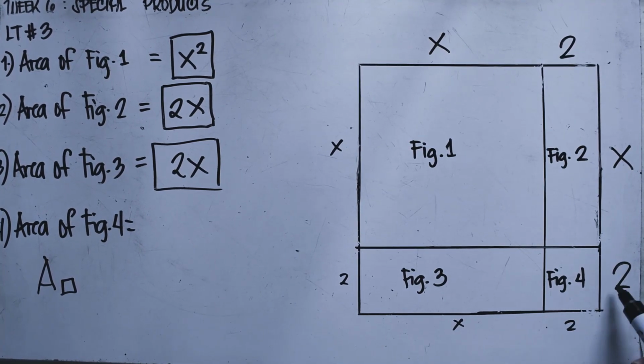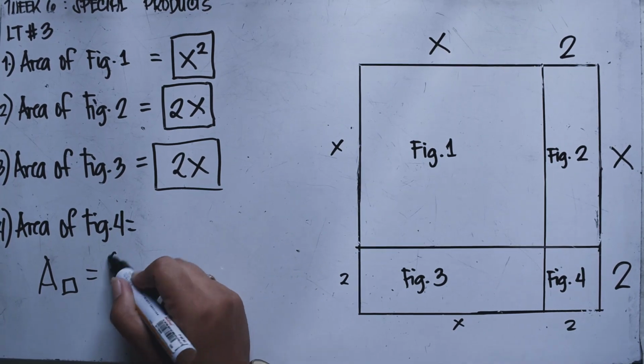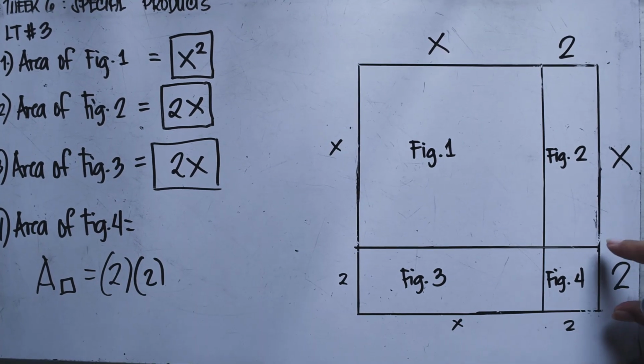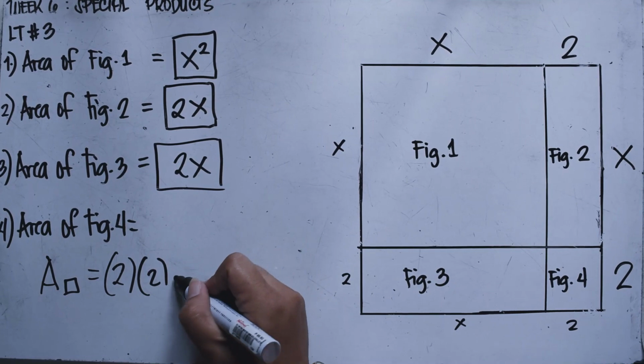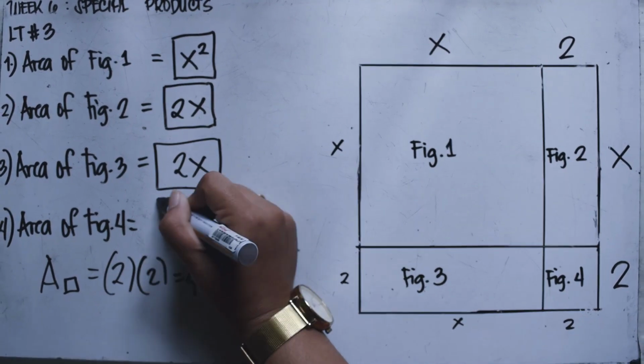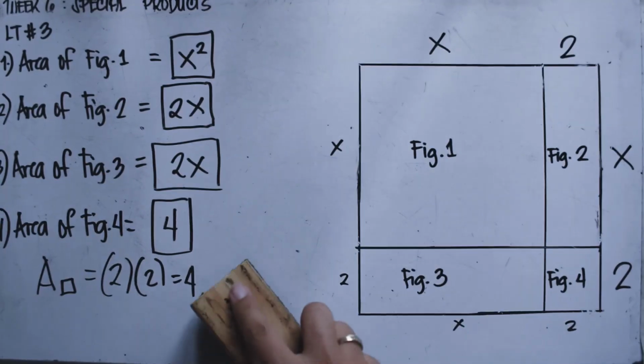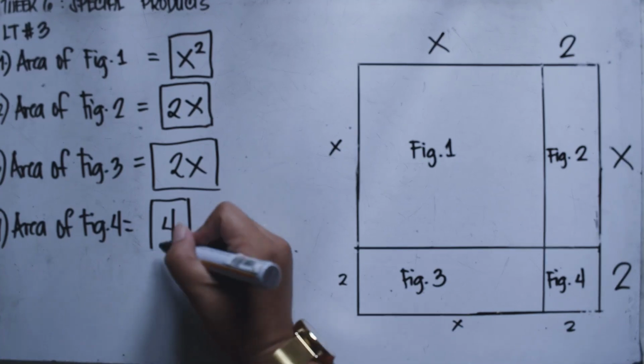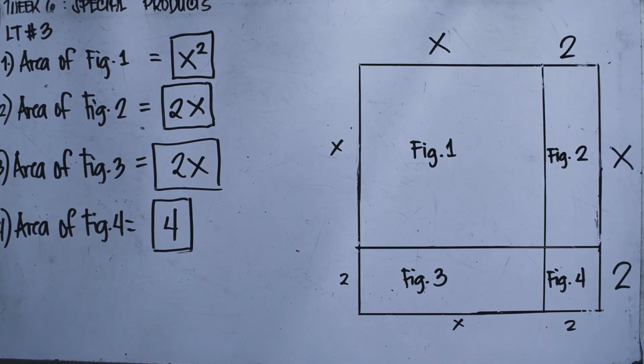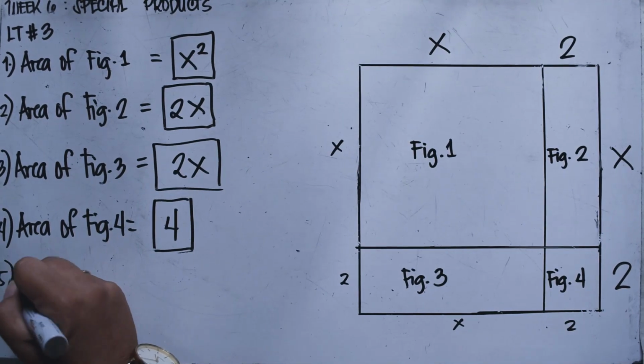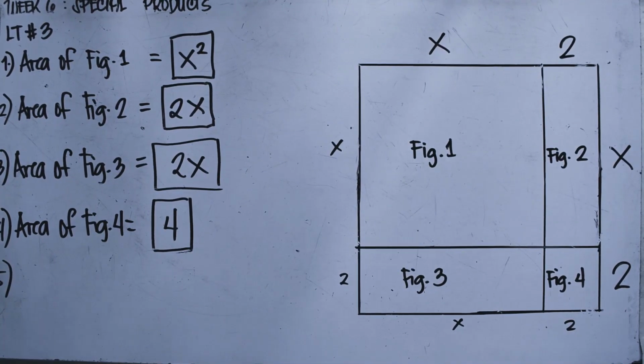So 2. So dahil ito ay 2 times 2, area ng square natin, we have 2 times 2, ito at saka ito, side times side, yung formula ng square. So napakadaling 4. So agad, alam na agad natin yung answer sa number 4, yung area ng figure 4, we have 4. Nakuha, so madali lang, di ba, yung numbers 1 to 4 nung ating special products learning task number 3. So magpo-proceed na po tayo agad-agad sa pinakahuling number doon sa ating week 6.